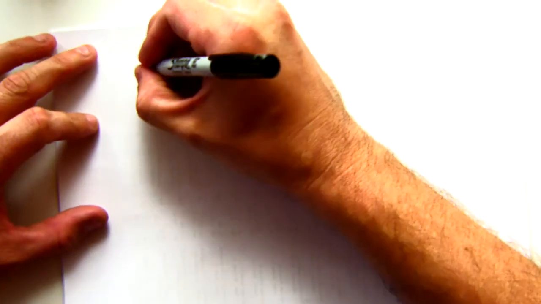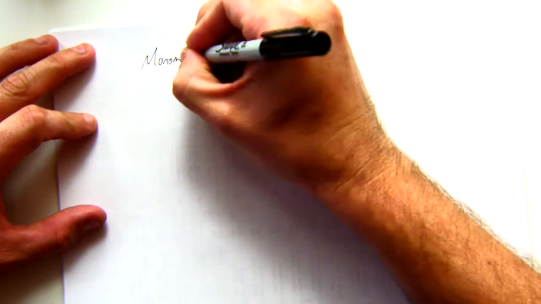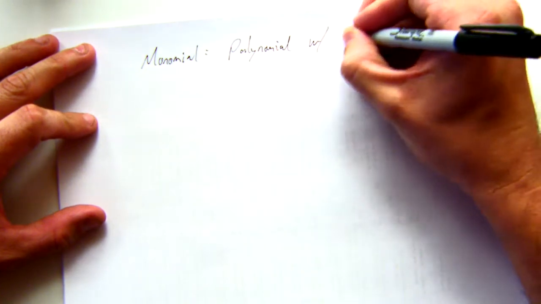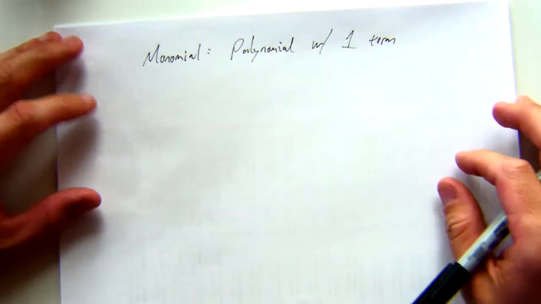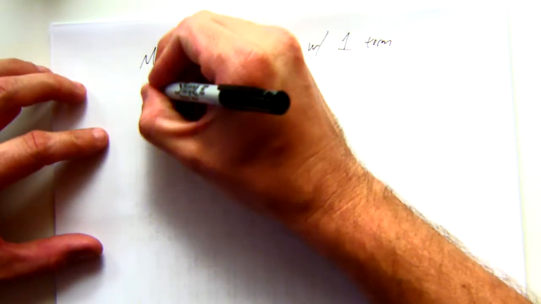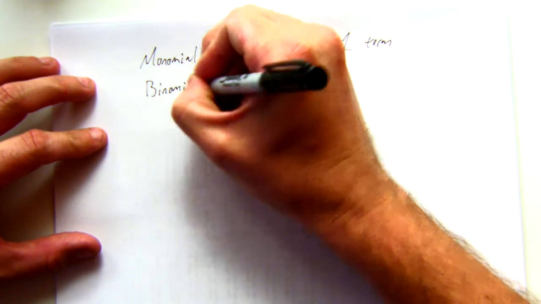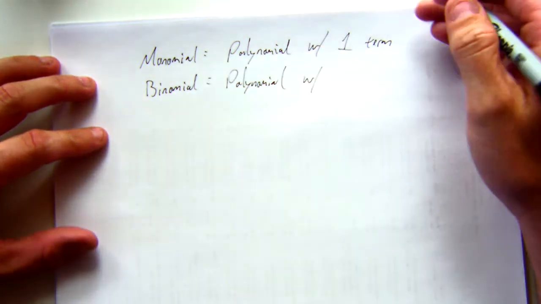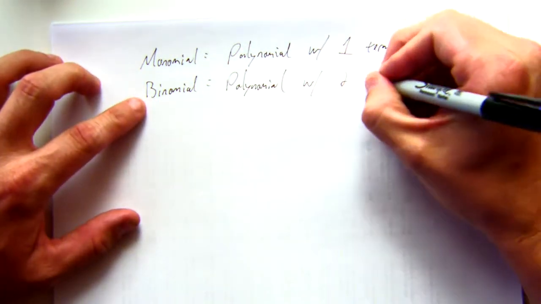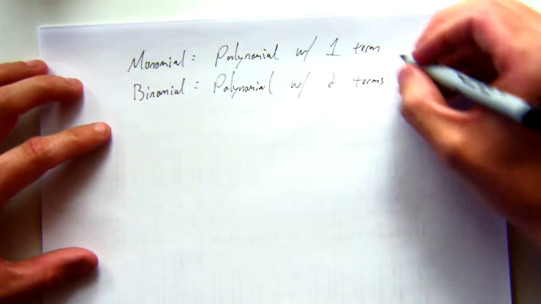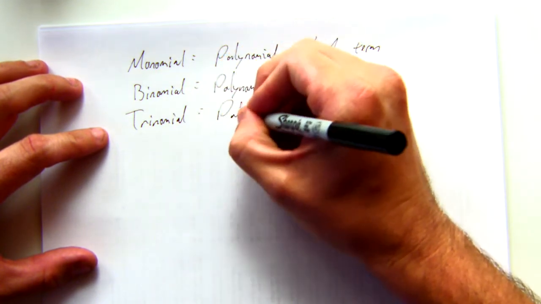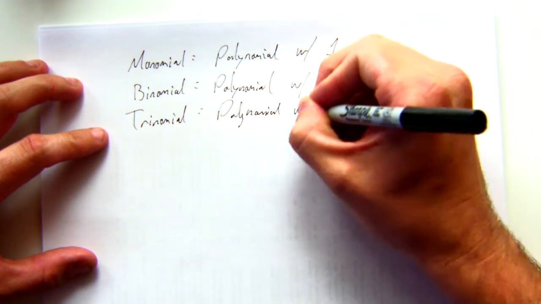A couple more definitions. A monomial is a polynomial with one term. So it's just like the one we did before, the x squared. No adding or subtracting a bunch of terms. A binomial, a polynomial. How many terms do you think a binomial has? 2 terms. And a trinomial, a polynomial with 3 terms.